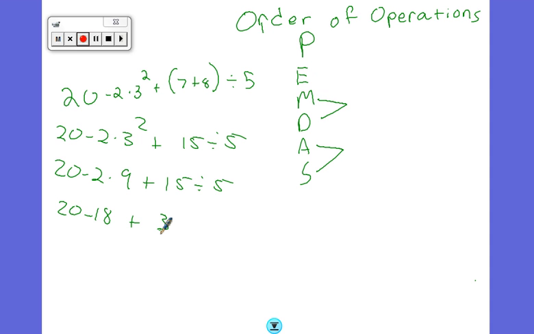What comes next? Addition, subtraction. So 2 plus 3 is 5. I told you I was writing out all the steps. I wrote out everything we did. It's important to get into the habit of writing out the steps because these will get complicated, and it's not good to do things complicated.